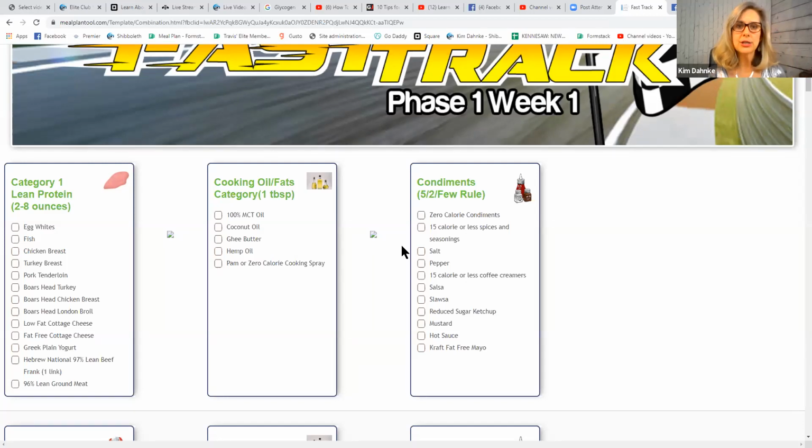Okay, the other things that you could use for your oils are coconut oil, which is 60% MCT oils, ghee butter, which is a clarified butter, hemp oil, and you could use 0-calorie cooking spray.